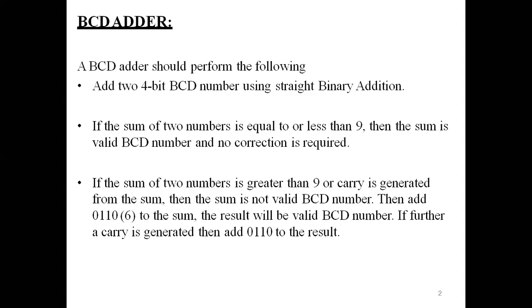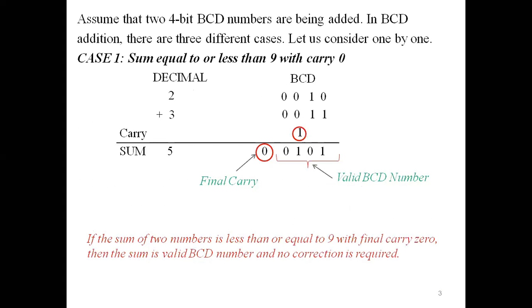So next, assume 2 plus 3. What does 2 plus 3 give? 2 value is 0 0 1 0 and 3 value is 0 0 1 1. Then we have to add these two values: 2 plus 3 is 5. Here also 5. This is a valid BCD number.